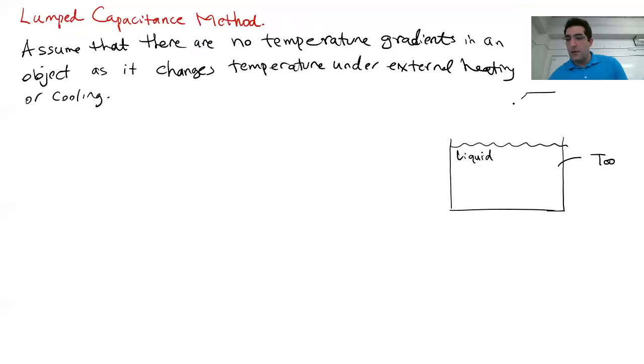And we have an object. You can assume a small metal object. And this object is initially at T sub i. And let's assume Ti is much, much bigger than T infinity. Yes, so Ti is much larger than T infinity.